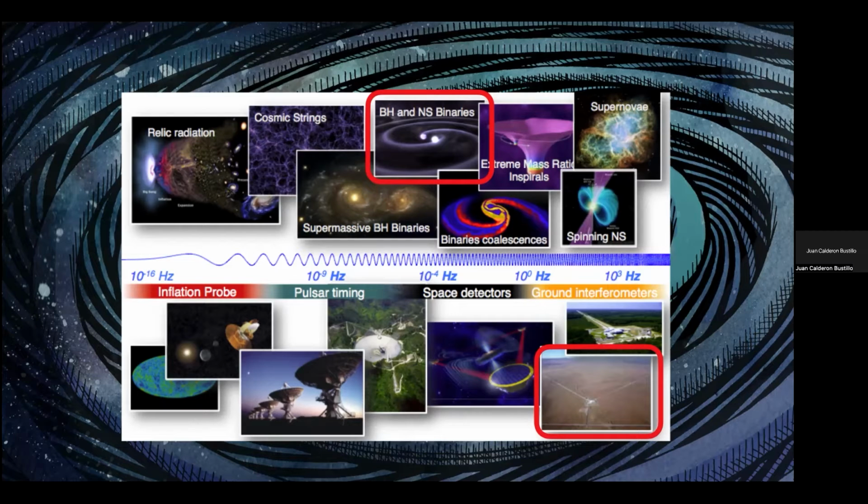There are other sources that people are trying to detect, like core collapse supernovae, extreme mass ratio inspirals, in which you have a supermassive black hole and a tiny object, typically a tiny black hole that plunges into it. Spinning neutron stars that can generate continuous waves via deformations on their surface as they rotate. And of course, supermassive black hole binaries that will be searched for by the space detector LISA when it's launched around 2034.